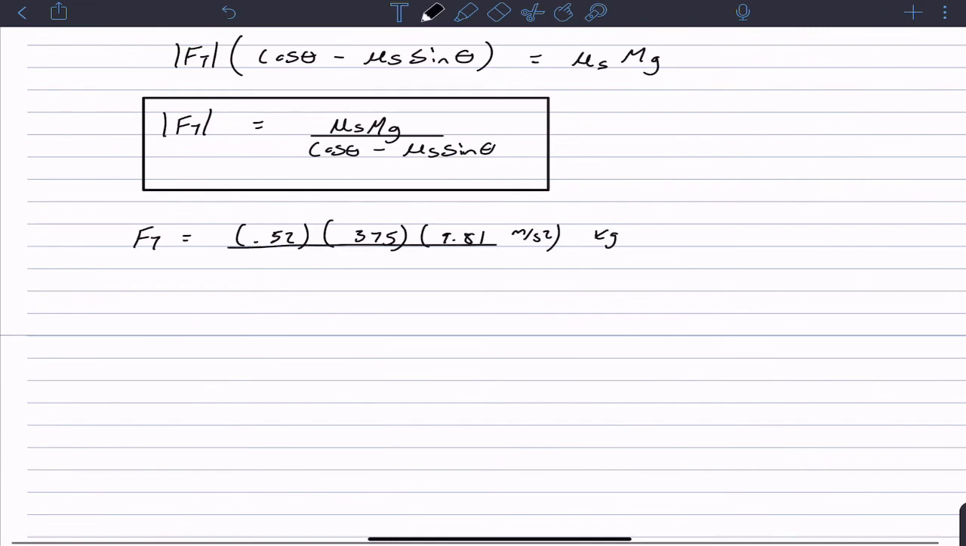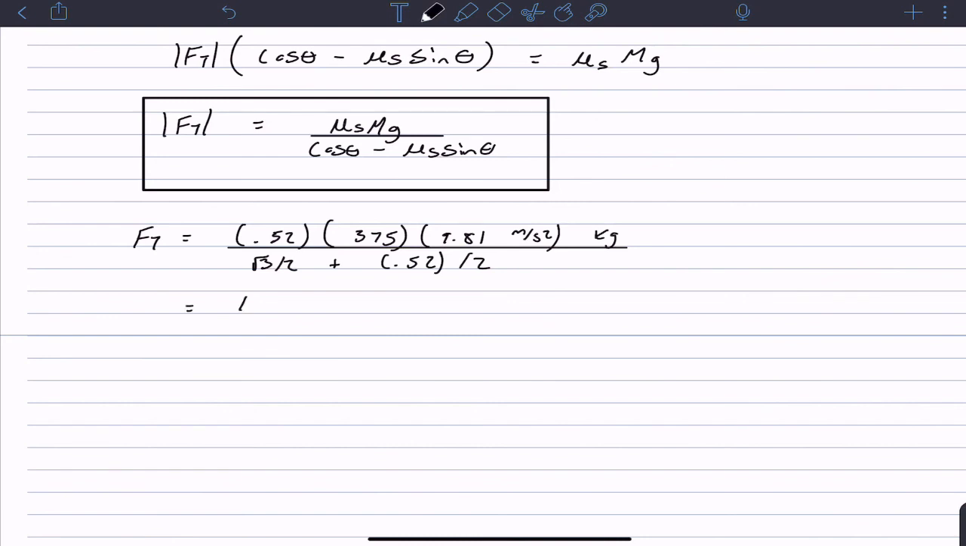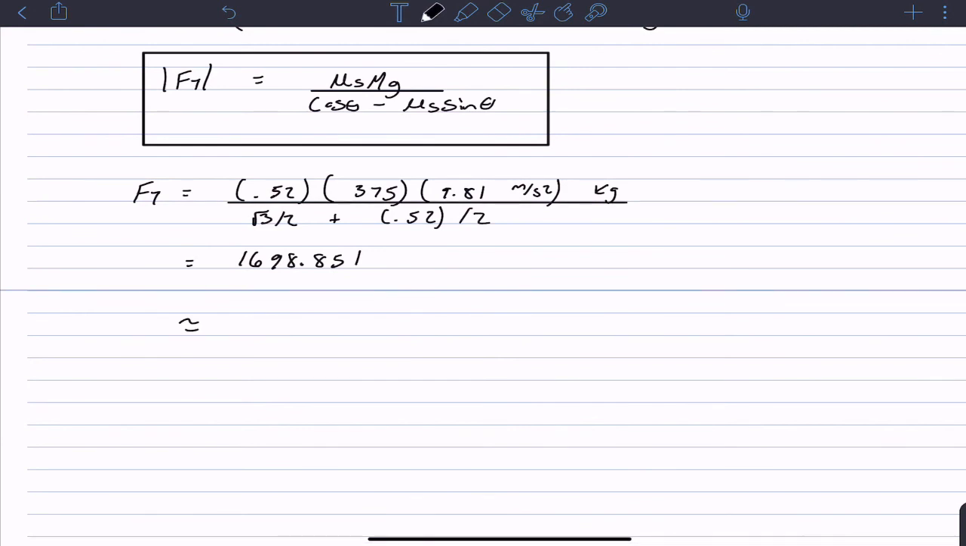Then we're told that the angle is 30 degrees, so that means cosine theta is square root of 3 over 2. There's the coefficient again. This is going to be 1/2 because sine of 30 degrees is 1/2. This all comes out to be 1698.851 after I plug it into my calculator. So check that. And then 1.698 times 10 to the 3, or we can just say it's approximately equal to 1.7 times 10 to the 3. This should be in newtons.